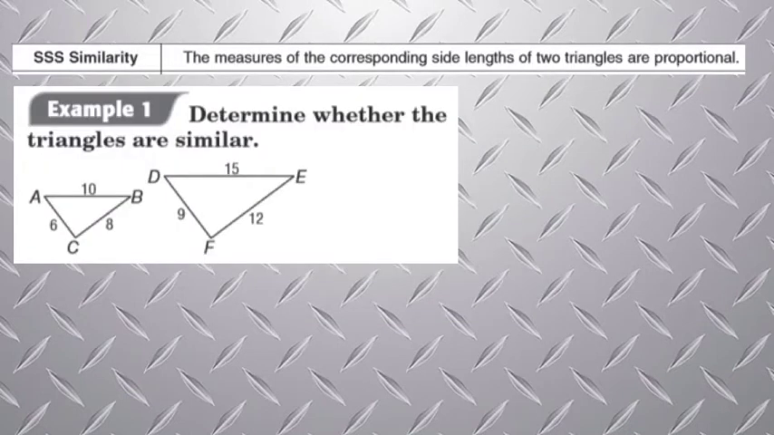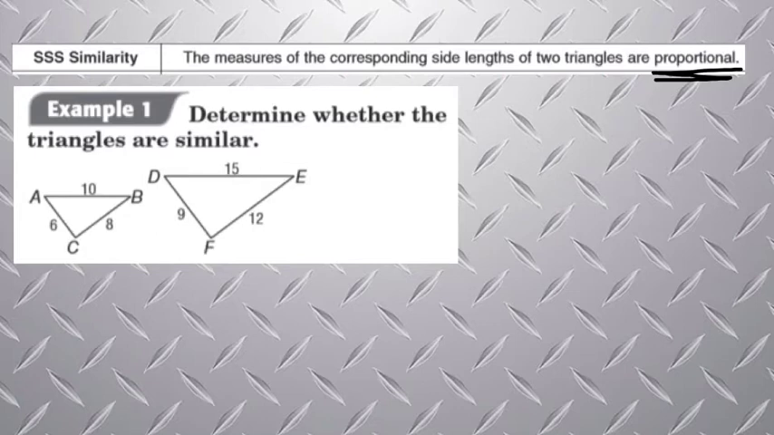For the second method, we're going to look at SSS. This is very similar to what we did last semester with side, side, side, except now we're not looking for congruent sides, we're looking for the measures of the corresponding side lengths of two triangles to be proportional. That might not make a lot of sense to you. You might be saying, well, what does that even mean if they're proportional? All that means is they have the same scale factor.